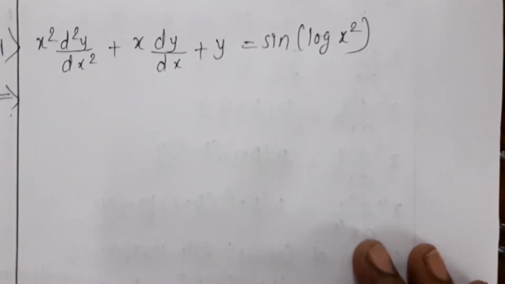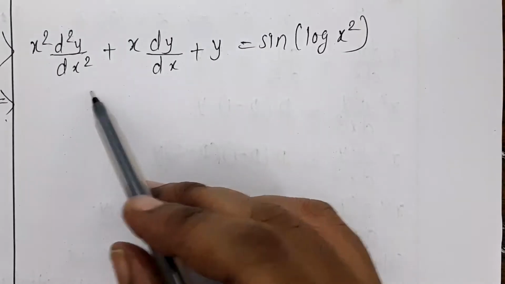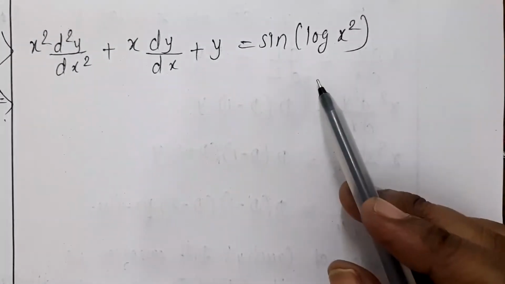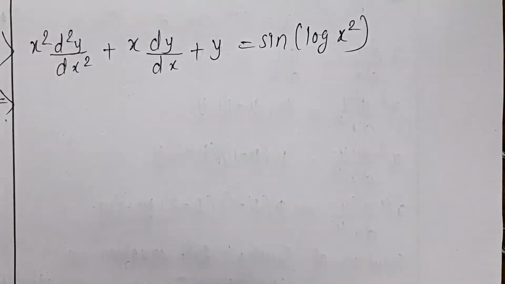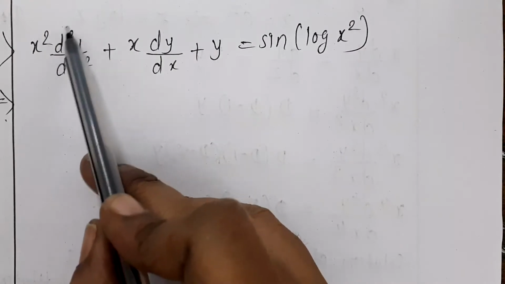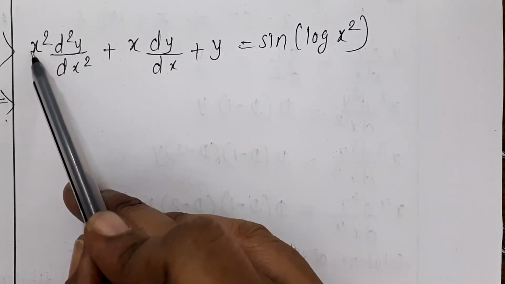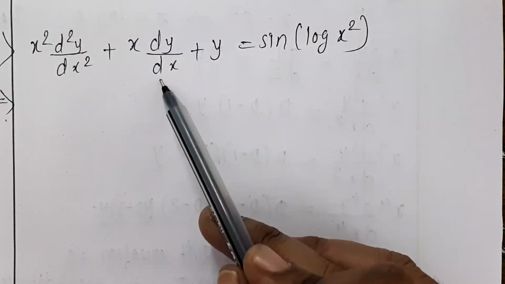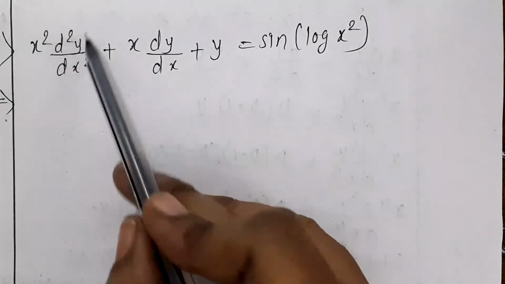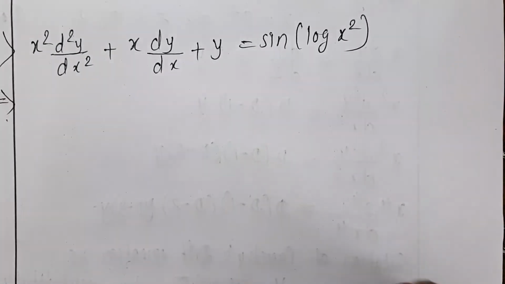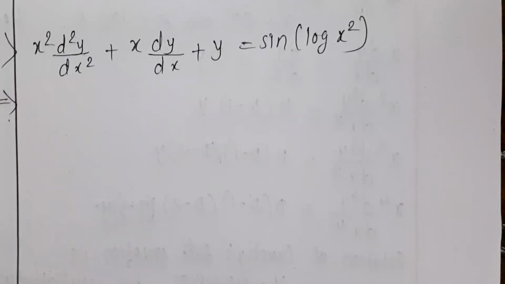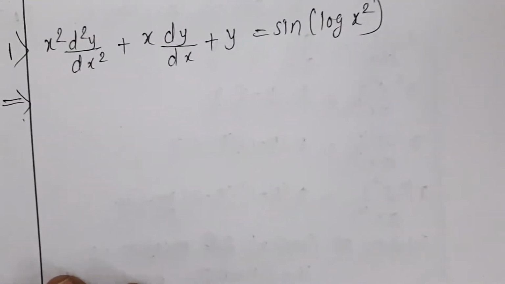So see one example. x square into d2y by dx square plus x into dy by dx plus y is equal to sine of log of x square. Now see how to identify that this is a Cauchy's differential equation. Here the order of the differential coefficient is 2 and it is multiplied by x square. Here the order of the differential coefficient is 1, it is multiplied by x. So if the terms are multiplied by x square or x with the differential coefficient, then it is nothing but Cauchy's linear differential equation.